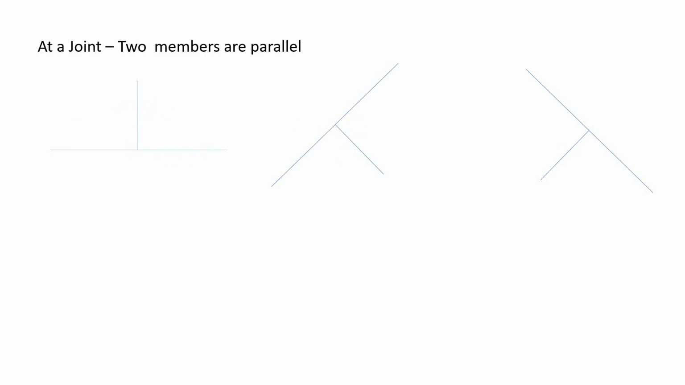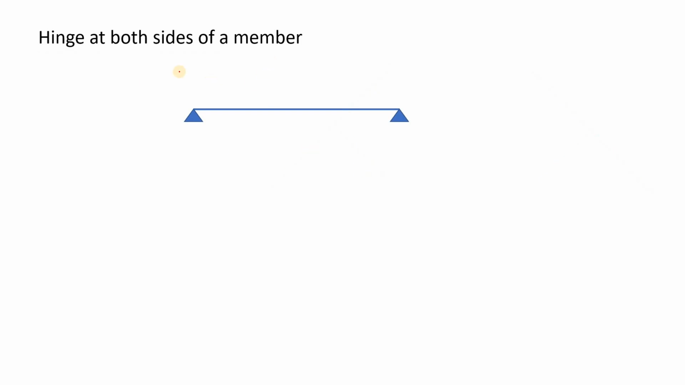Okay, so let's take a look at another point, that is that if a member has hinges at both of its ends, then that particular member is also a zero force member. So this right here is a zero force member.